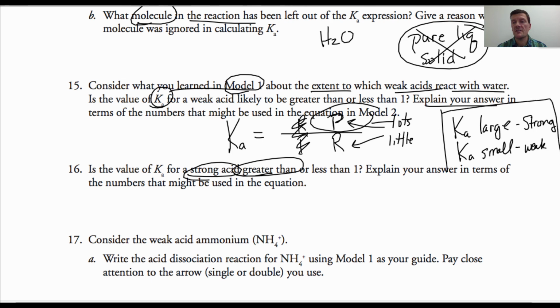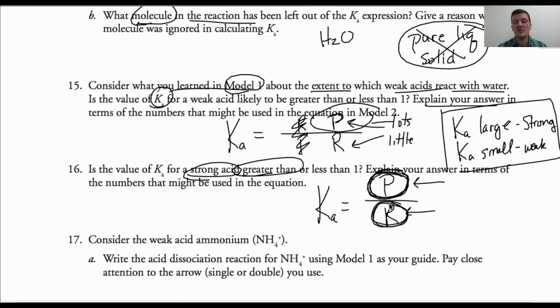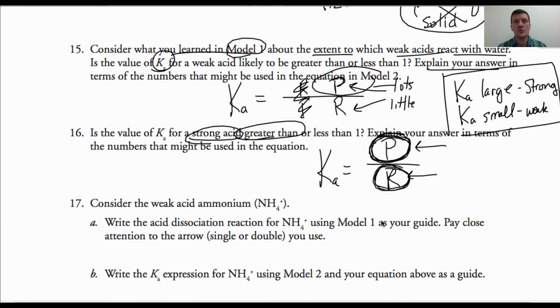As explained right here, just look at the numerator and denominator. If the K expression is products over reactants, and if your products are the ions, if you got lots of ions, this top number is going to be big and the bottom number is going to be small. That is a large value for strong acids. If it's a weak acid, you don't form very many ions. So the top number is going to be small, the bottom number is going to be big. You're still going to have a lot of that reactant still there in solution. It's not going to break apart. And you're going to have a small value for weak acids.